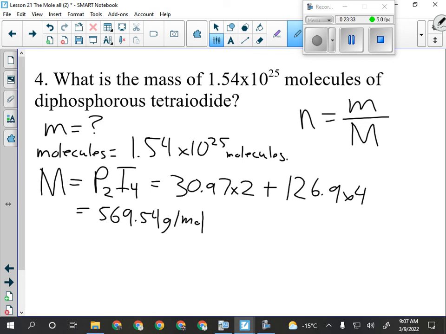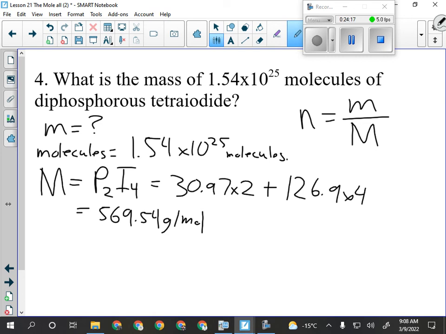If I'm going to get little m, I need this, I got that, but I also need n, and I don't got that. How am I going to get it? Molecules divided by, not by molar mass, but by Avogadro's number, right? Because that's the opposite of what we did in the last question. To find the number of molecules, we took n and multiplied by Avogadro's number. We got number of molecules. If I take the number of molecules and divide by Avogadro's number, I'll get the number of moles.